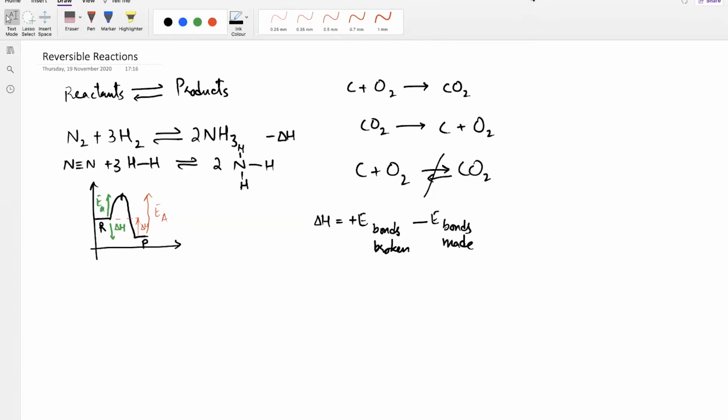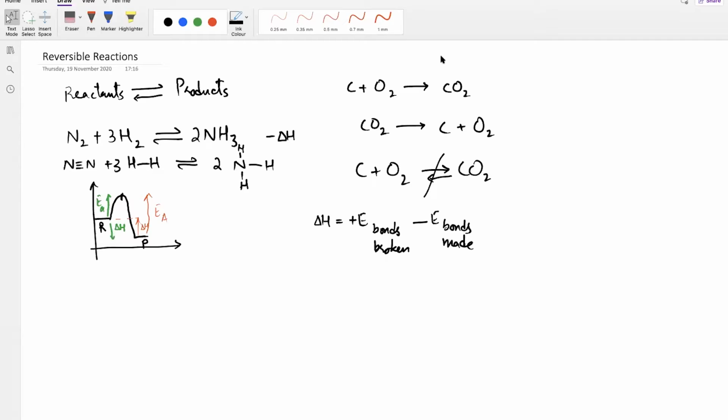And you can see that delta H is positive if you're going in the backward direction in this case, and negative if you're going in the forward direction in this case, because it is falling, so that gives it a negative sign, and if it is rising, it gives it the positive sign. Activation energy in both cases is going up, except for the backward reaction, activation energy is really high. So we say that that reaction has a higher activation energy than the other one.